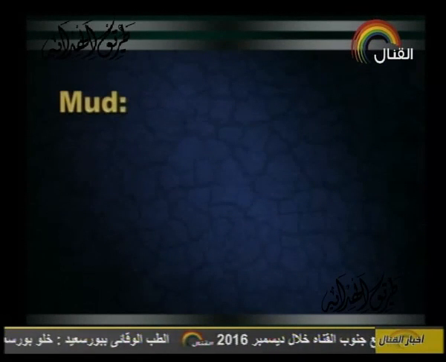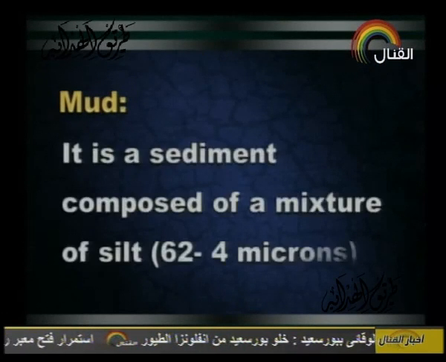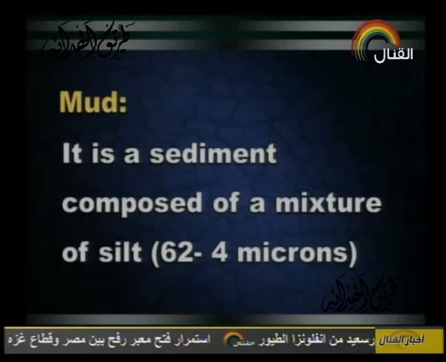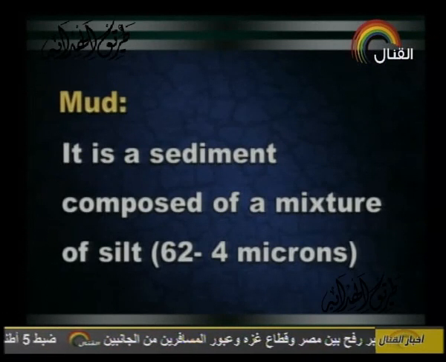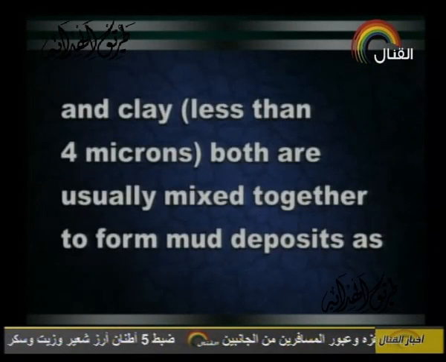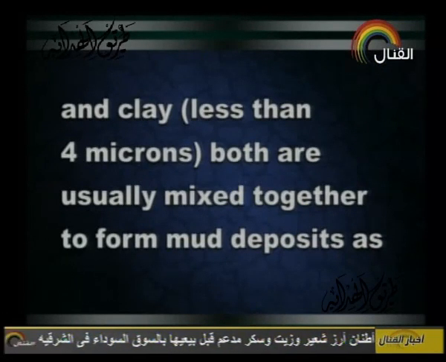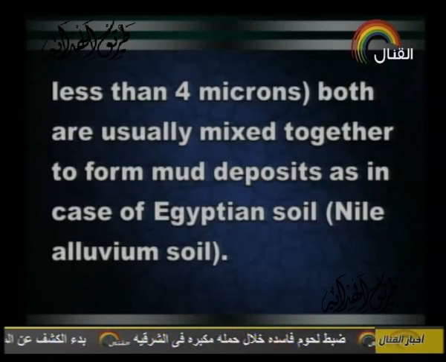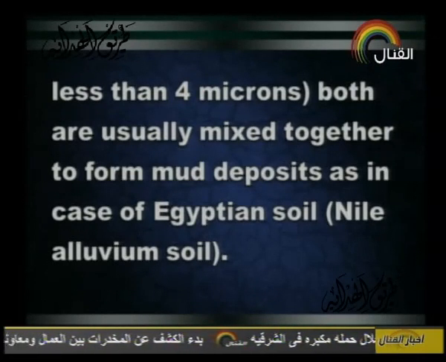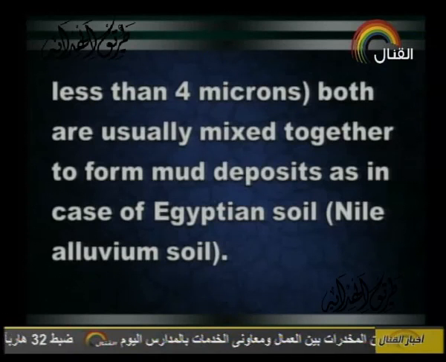My dear students, the third type of the detrital sedimentary rocks is mud. It is a sediment composed of a mixture of silt, which is 62 to 4 microns, and also the clay, which is less than 4 microns. Both are usually mixed together to form mud deposits, as in the case of the Egyptian soil, which is the Nile alluvium soil.